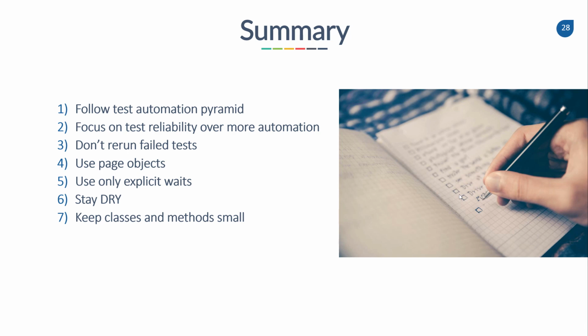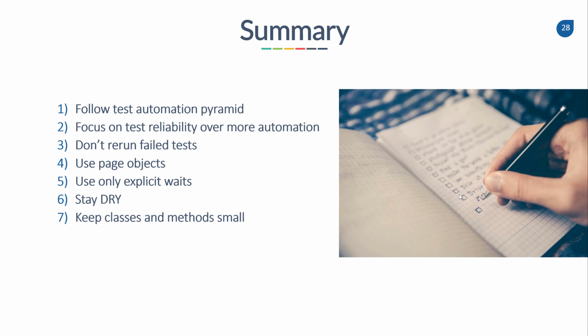So again, follow the test automation pyramid. Remember, pick the appropriate layer to do your test automation in. Focus on test reliability over more automation, meaning if you have a flaky test, stop, fix it. When the test is fixed and providing you valuable results, only then proceed to automating more. That involves saying no to your managers.